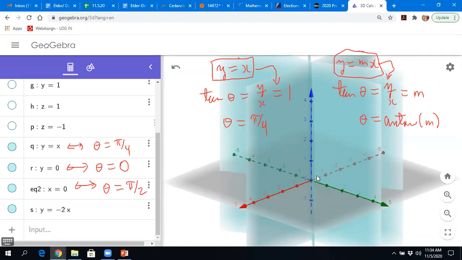Okay, what about y equal to negative 2x? Well, that's going to correspond to theta being the arctangent of what? Negative 2. Whatever that happens to be, I don't even know what that is, right? But there is an arctangent of negative 2 for sure. I can put anything in here, okay?